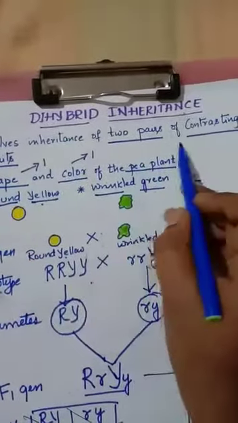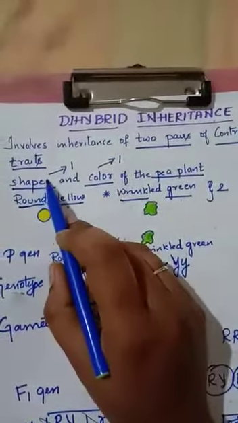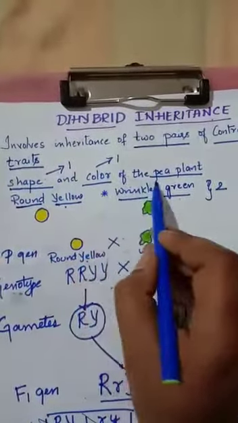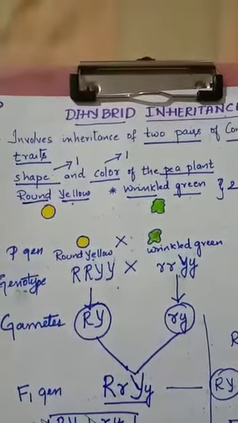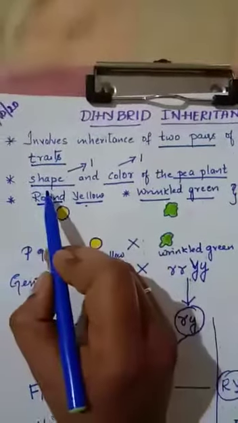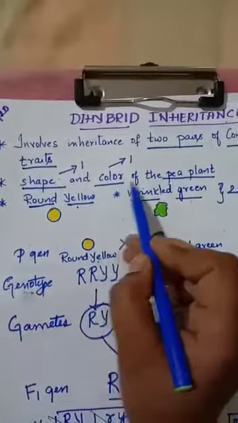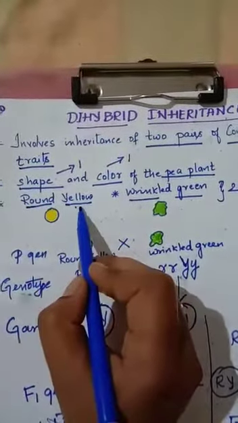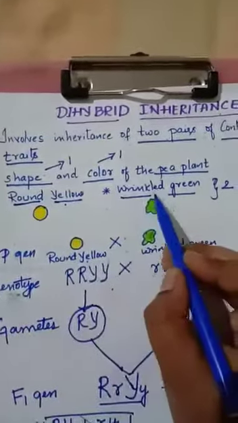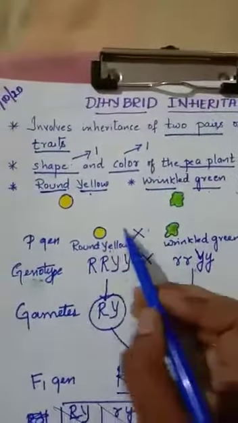So what are the two pairs of contrasting traits? That is shape and color of the pea plant. In monohybrid we took only one contrasting character, that is height of the plant. Here we are taking shape as well as color of the pea plant. So what is the shape? Round, and color is yellow. Round yellow seeds and wrinkled green seeds we are taking.